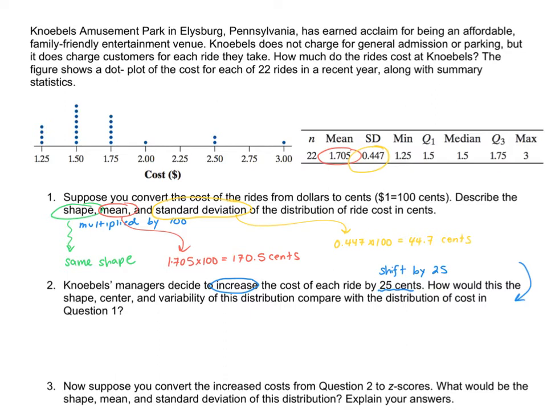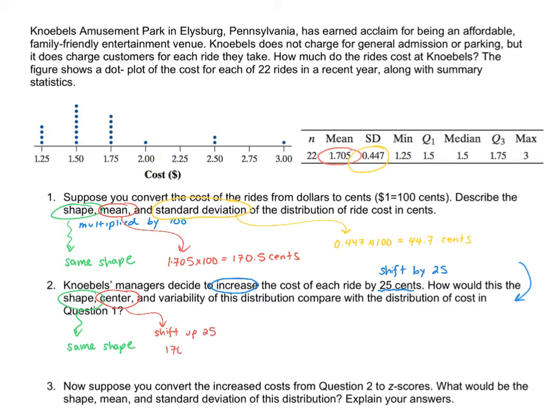You can just think of it as a horizontal translation. Every data point's going to move to the right 25 cents. So the shape's going to stay the same. You know what? Let me keep the same color here. So same shape. The center, so now we can talk about the mean. So the mean's going to be affected. If you move everything up 25, the mean's also going to shift up 25 cents.